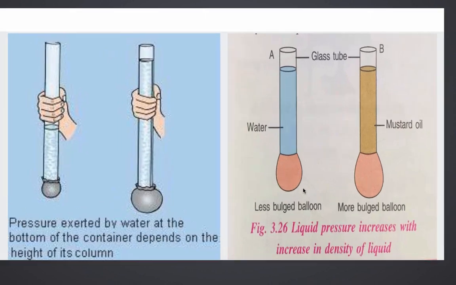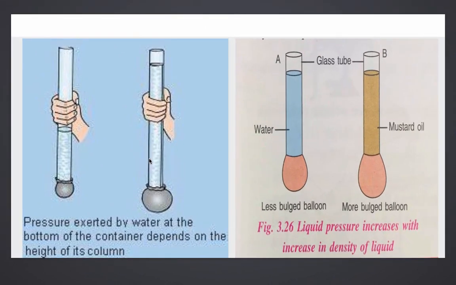Now let me talk about the next. I said this was all about the height. Now let's talk about the next, the density. For density, I have to take different liquids. Here I am taking water in the first container, and in the second one I am taking mustard oil. Again, I have placed two balloons. Which one bulges out more?